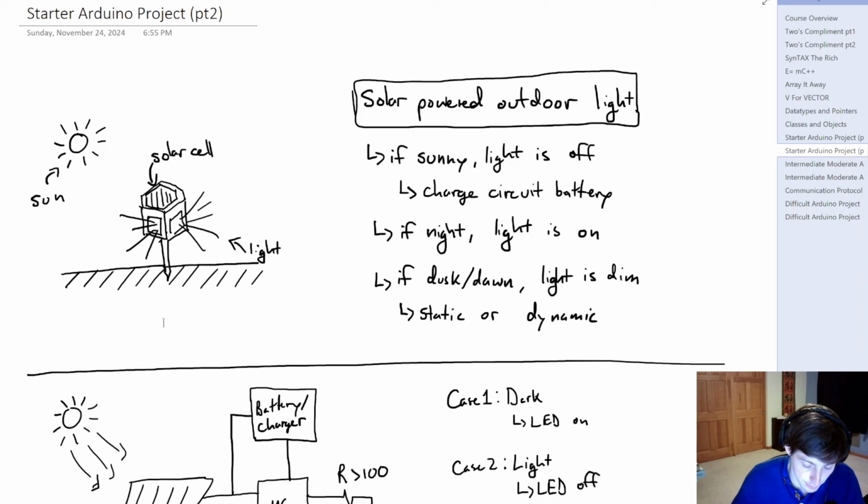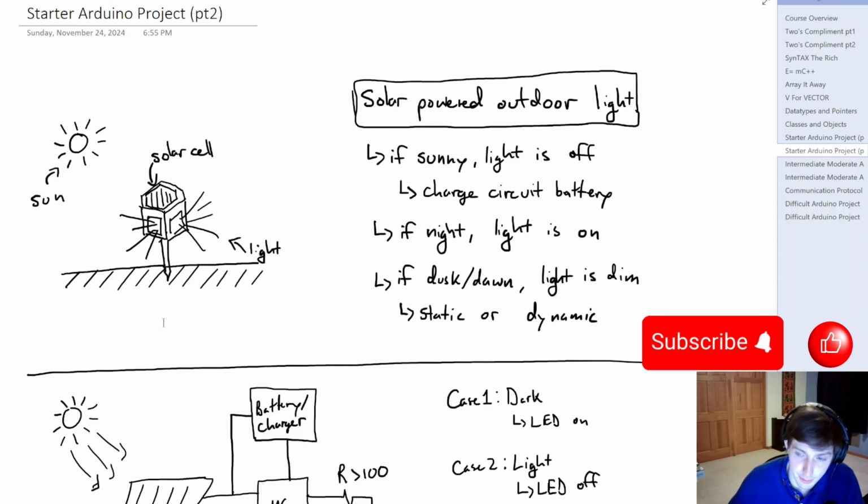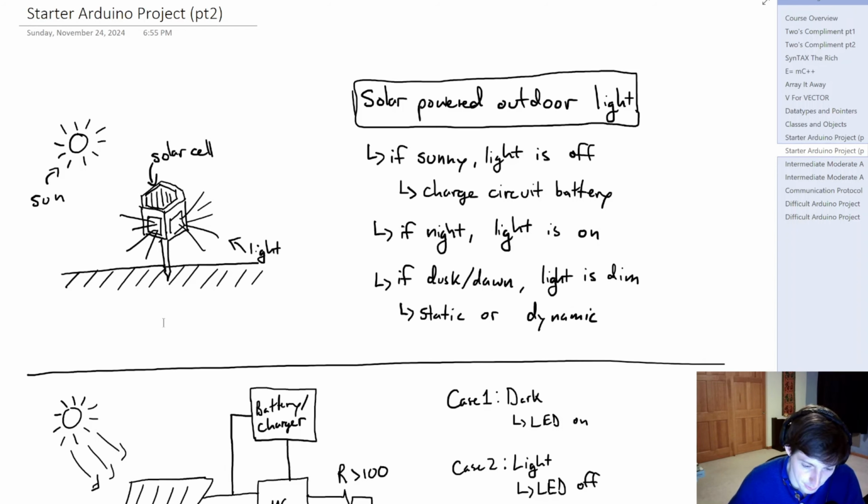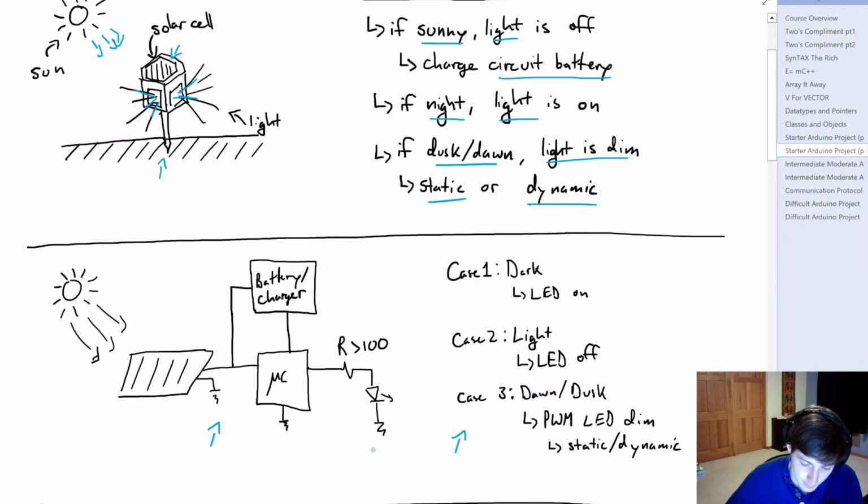If you're coming from the last video, you know that we introduced this starter Arduino project where we are going to simulate the design of a product, and in this case, it's going to be one of those solar-powered outdoor lights. So what we arrived at in the last video is how the hardware is going to be set up, and then what we need to consider for the code.